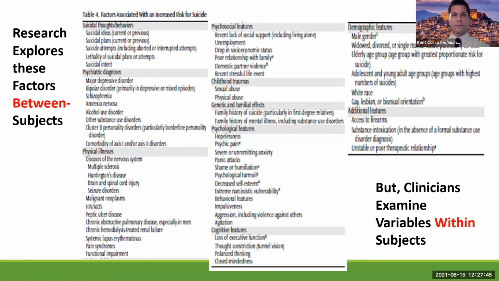All of these factors on this slide are the 67 risk factors known to be associated with suicide. Now, these are between subjects research. What that means is we take, let's say, 1,000 people who have died by suicide, and we look at all of their characteristics. And then we run statistical analyses to find out which characteristics are present more than just probability, sort of a 50-50 shot.